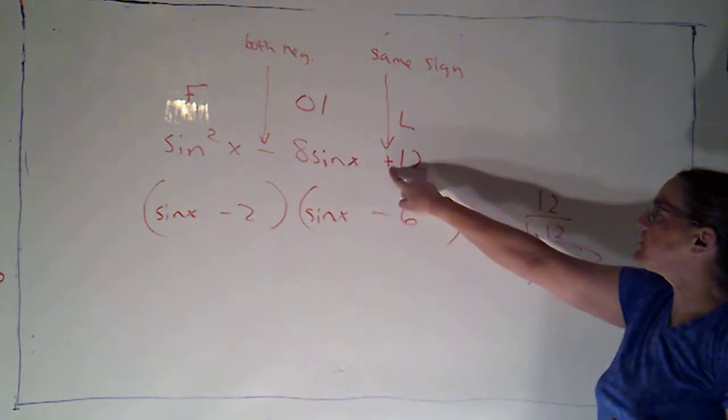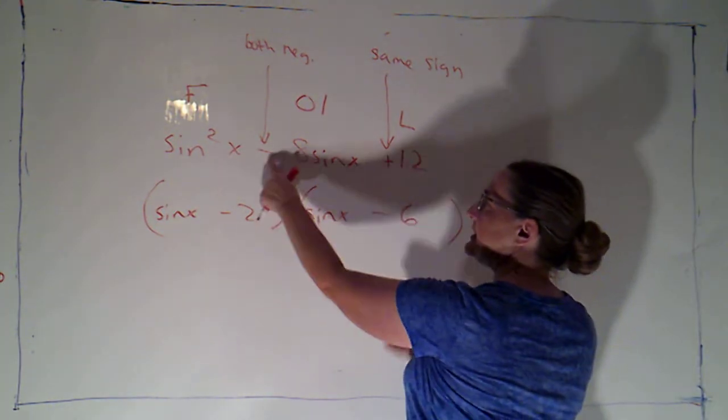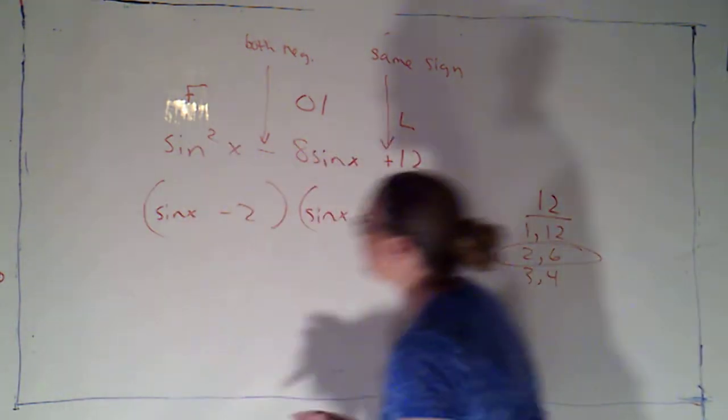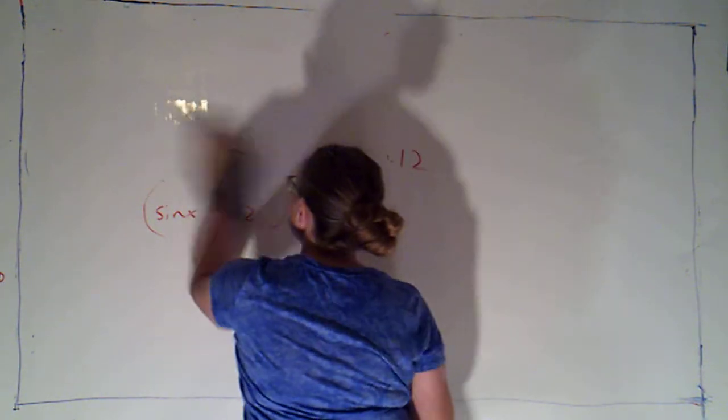Okay. So notice whenever this sign is positive, these numbers are going to have the same sign, and it's going to be whatever sign that middle term has. Okay. Let's try an example where that last number is negative.